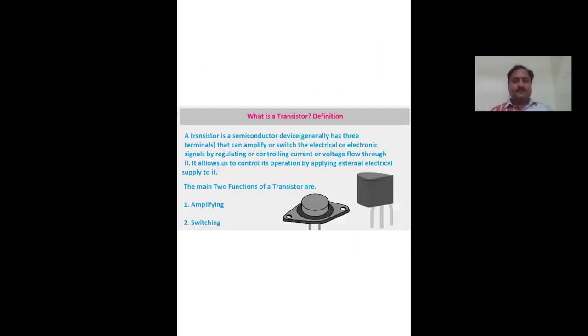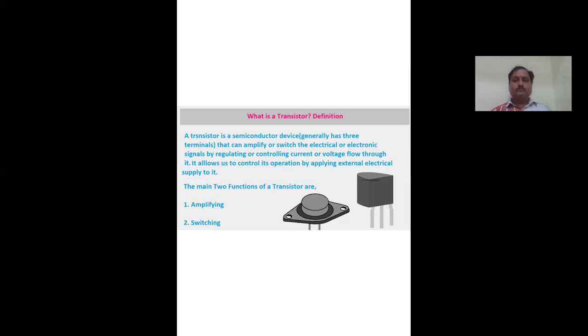Now, what is a transistor? A transistor is a semiconductor device having three terminals and two junctions. One is junction 1, another is junction 2. One is the emitter-base junction, and the other is the collector-base junction. The main functions of a transistor are amplifying and switching. It is also called a switching device.